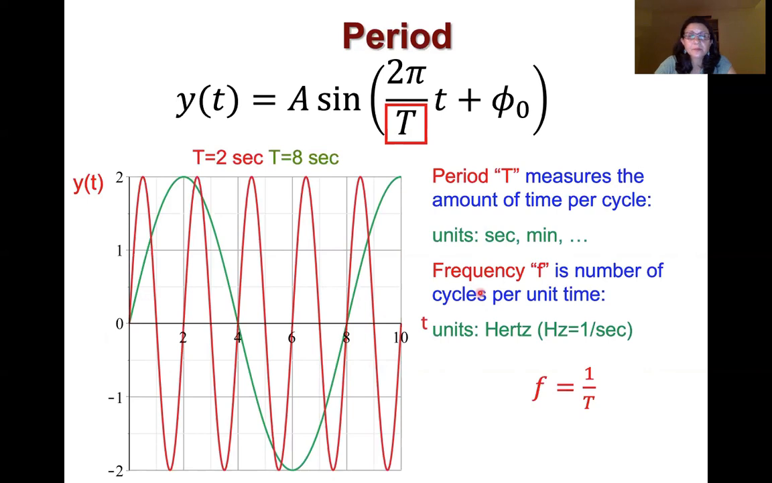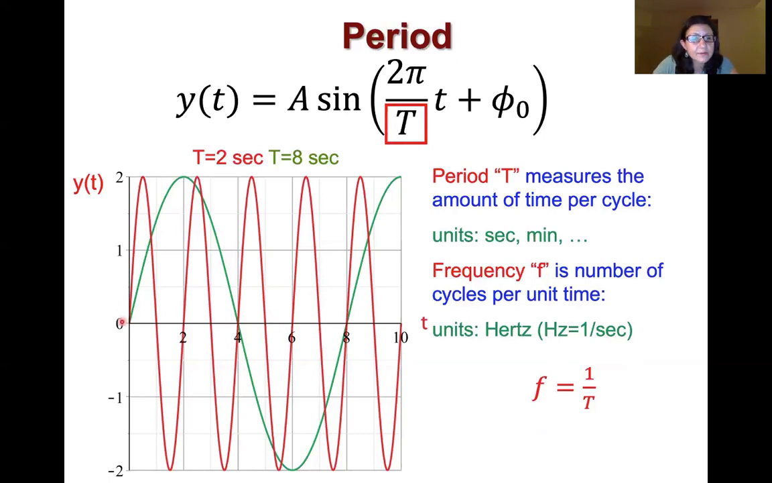Another very useful quantity to describe the temporal periodicity of a wave is known as frequency, and we will use these two quantities interchangeably all the time depending on which one is convenient to think about. The difference between period and frequency is they're inversely proportional to each other. So if period has units of time, the frequency has units of 1 over time. The most common unit of frequency is hertz, which is 1 over second. Basically what the frequency tells you is the number of cycles per unit time.